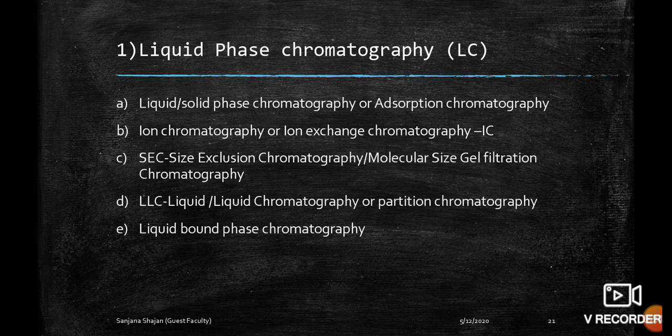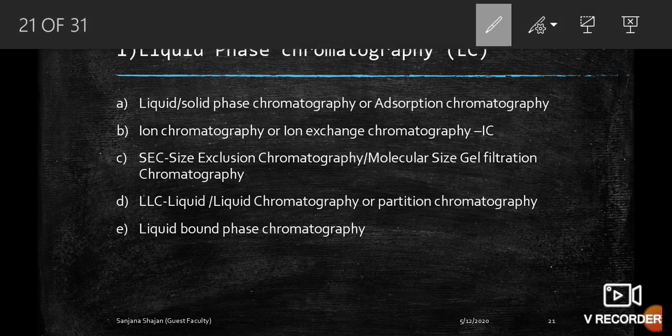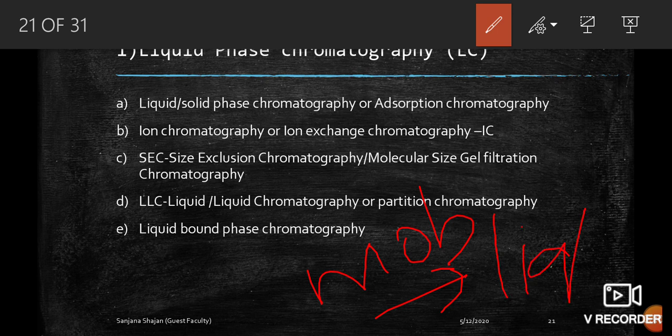Coming to the first one, that is liquid phase chromatography, which is also abbreviated as LC. The main thing to remember in liquid phase chromatography is that the mobile phase is a liquid, and this is the oldest form of preparative methods, and it has all these different types of methods under it as subdivisions. In all these methods, the common thing is that the mobile phase is a liquid. The stationary phase slightly varies, so we'll be learning about each of them.